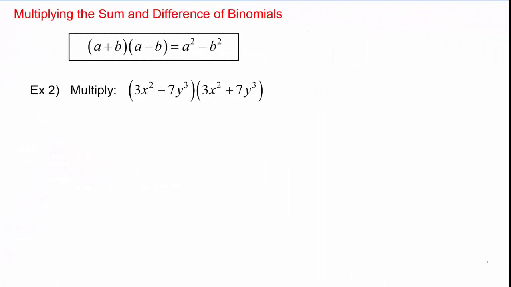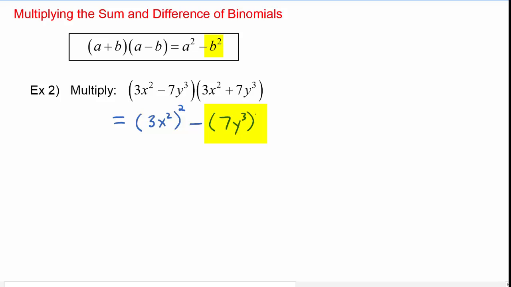In example 2, we're applying the same rule. So here we have the quantity 3x squared minus 7y cubed times the quantity 3x squared plus 7y cubed. And applying the rule, we're going to get quantity 3x squared raised to the second power minus quantity 7y cubed raised to the second power.